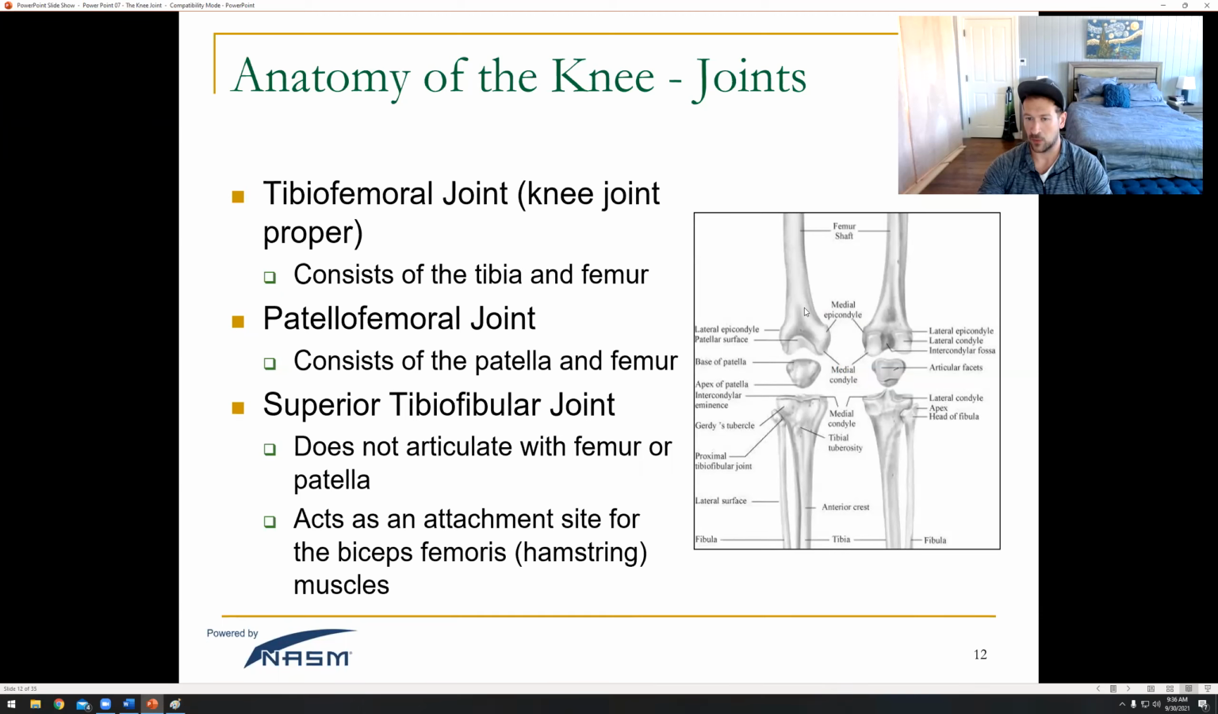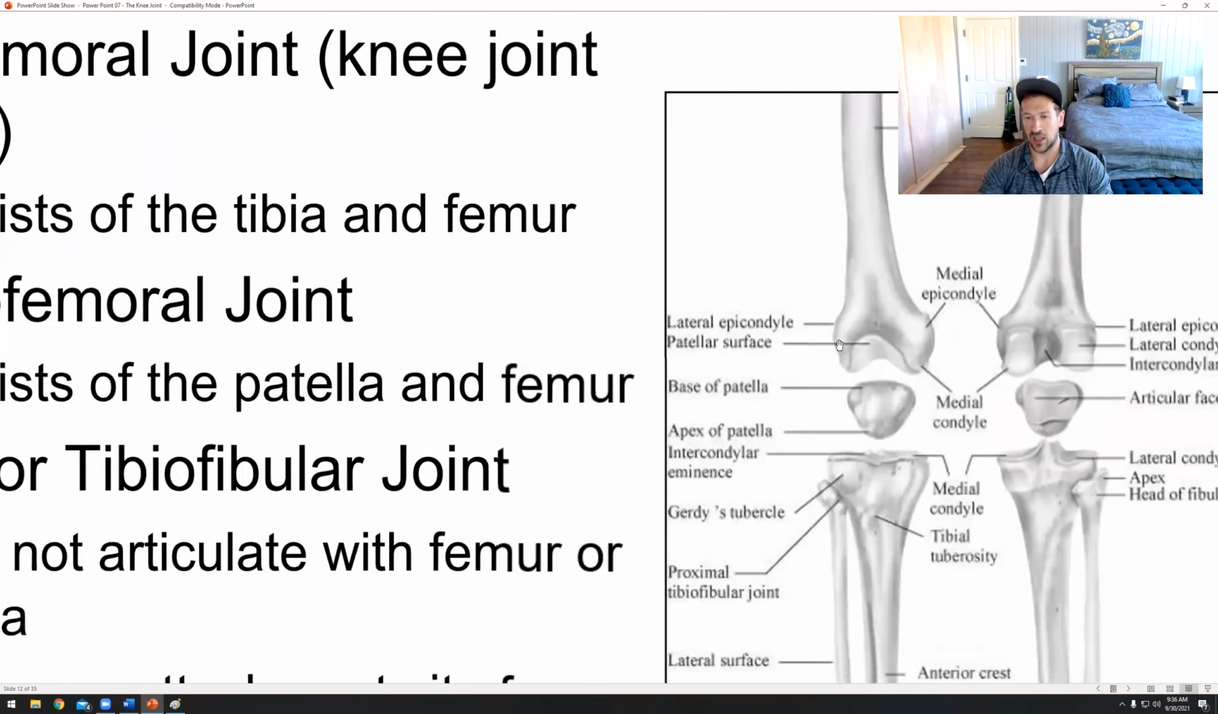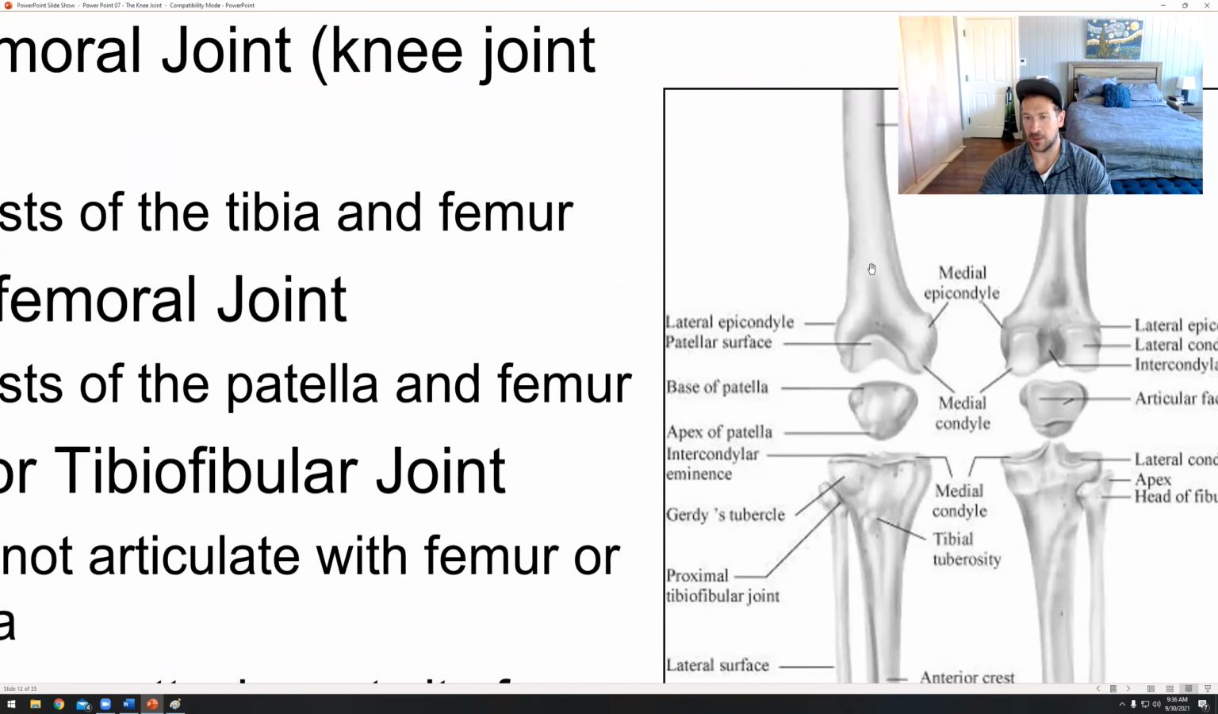Tibiofemoral. And then you get your patellofemoral, where your kneecap is interacting with your femur. Patello for patella, femoral for femur. And you can see the little groove there. They kind of shaded it in the picture here. We're going to slide this up that groove, up and down.